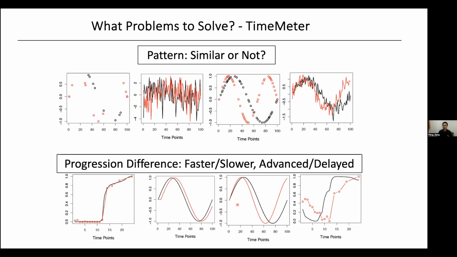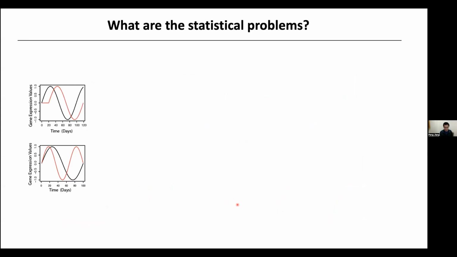So what problems does TimeMeter solve? We solve two major problems. The first problem is whether the patterns are similar or not. Basically, TimeMeter tries to assess the temporal similarity and differences. The second question TimeMeter wants to address is progression differences. If you have two time course datasets with very similar patterns, but the progressions are different, either in shifting or speed of change, how to quantify the differences is the question we want to address in the TimeMeter R package.